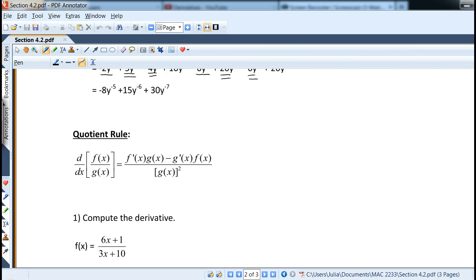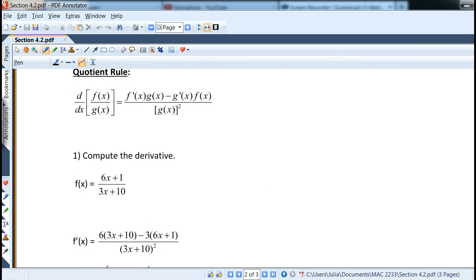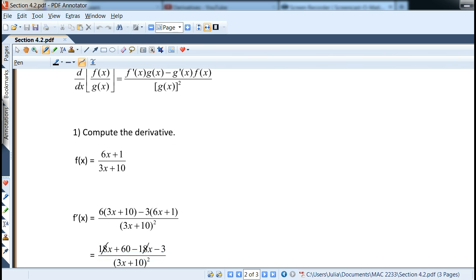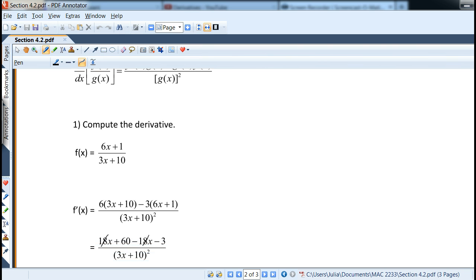Let's say if we have a function of 6x plus 1 over 3x plus 10, let's see how we compute the derivative. So again, the bottom is squared, so I do that first, 3x plus 10 squared. Then what's the derivative of the top? Well, it's just 6 times the bottom, 3x plus 10, minus the derivative of the bottom, which is just 3, times the top, 6x plus 1. And then we just distribute it and work it out. So again, if you just remember it this way, it makes it a little bit easier.